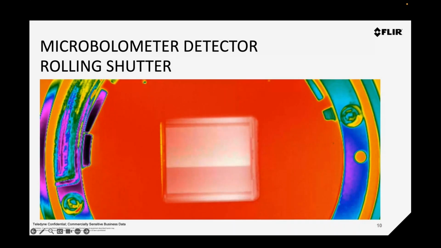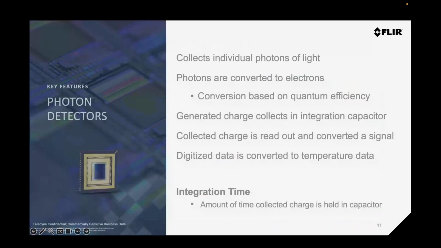The second category of detectors are called photon detectors. These types of detectors collect photons of light or other electromagnetic radiation emitted from a source and convert them into electrons through what we call electron hole pairing.